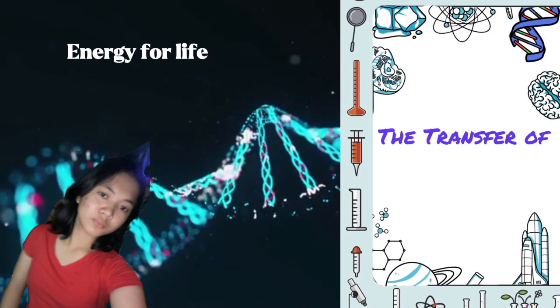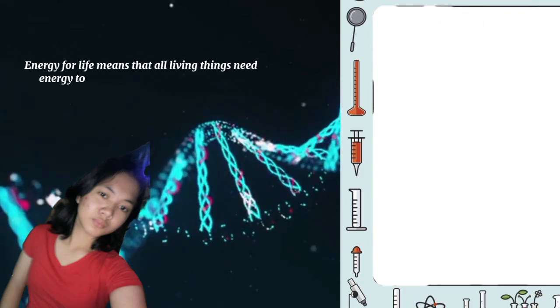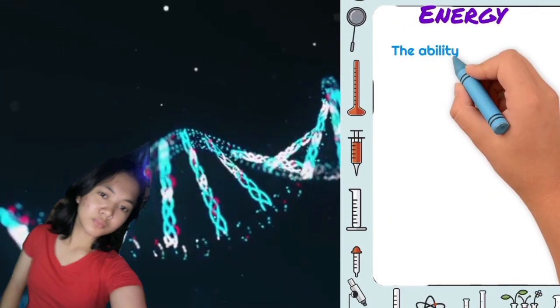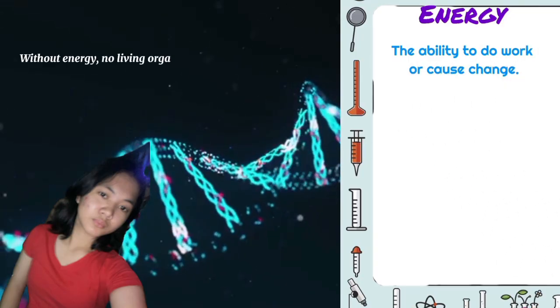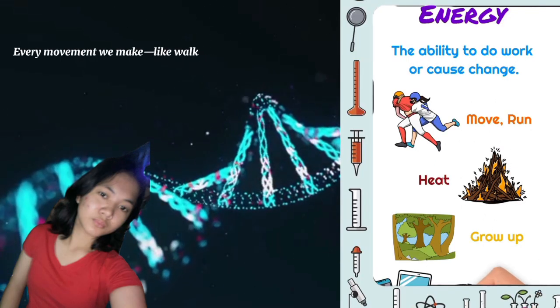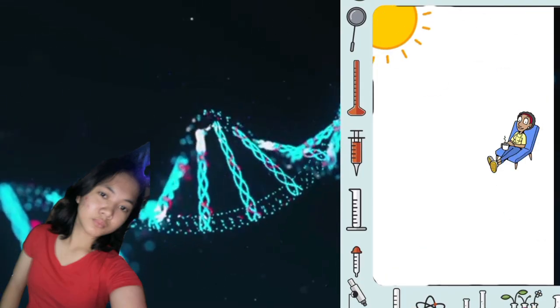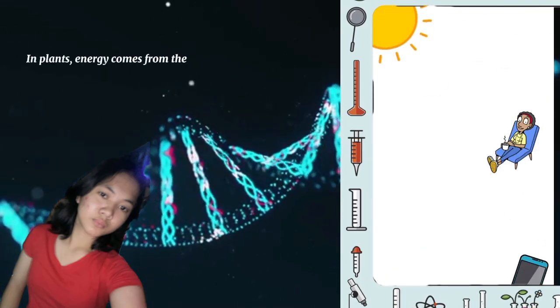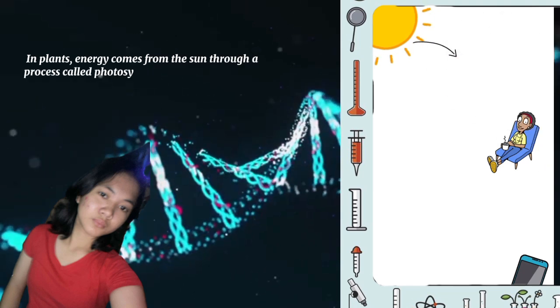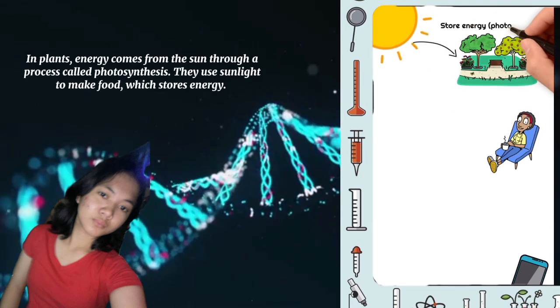Energy for life. Energy for life means that all living things need energy to survive, grow, and do activities. Without energy, no living organism can function. Every movement we make, like walking, breathing, or even thinking, uses energy. In plants, energy comes from the sun through a process called photosynthesis. They use sunlight to make food, which stores energy.